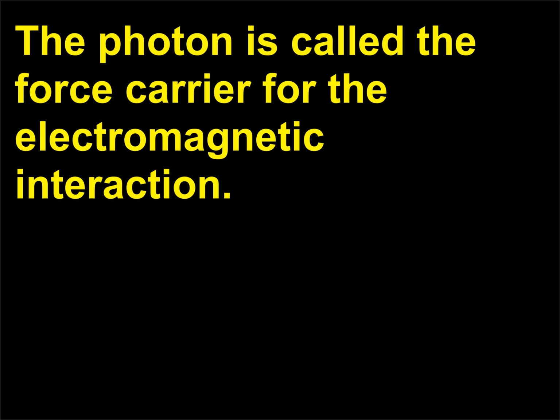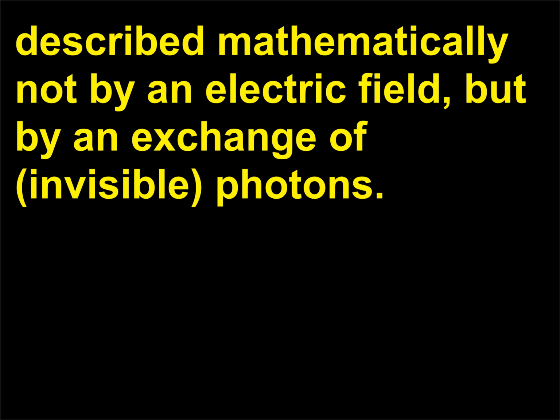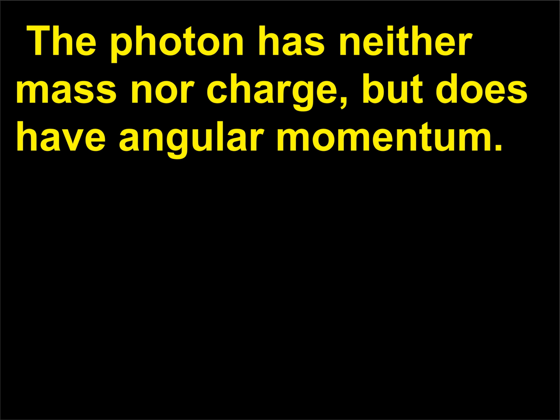The photon is called the force carrier for the electromagnetic interaction. That means that, for example, the attractive force between two oppositely charged objects is described mathematically not by an electric field, but by an exchange of invisible photons. The photon has neither mass nor charge, but does have angular momentum.